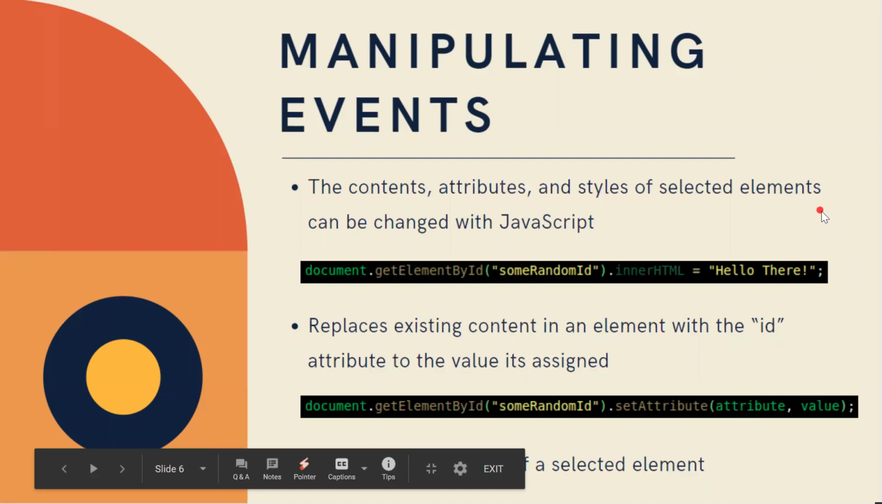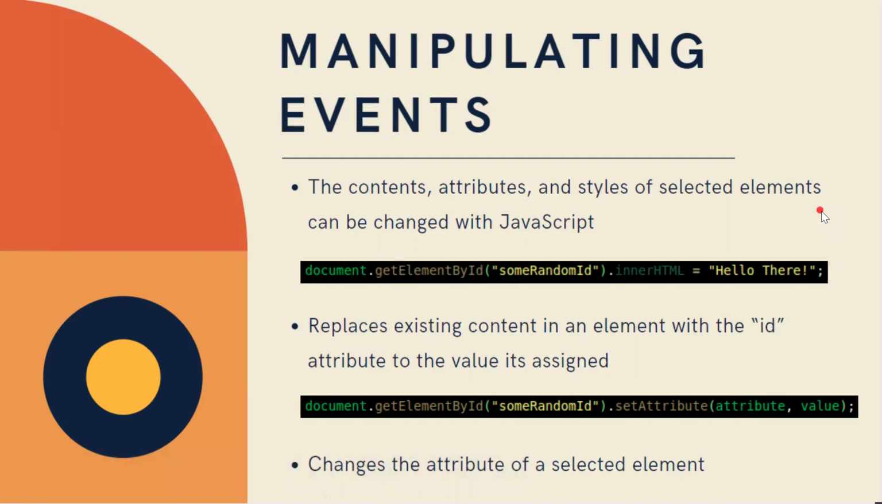Manipulating events. Events are things that happen in our web page, things that happen in our code. The content, attributes, and styles of selected elements can be changed with JavaScript. So the content of our web page can be changed through JavaScript, and that's the whole point of today's lesson: manipulating the DOM. We can change the contents of the web page through JavaScript, and we can call that manipulating events because events can be whatever.